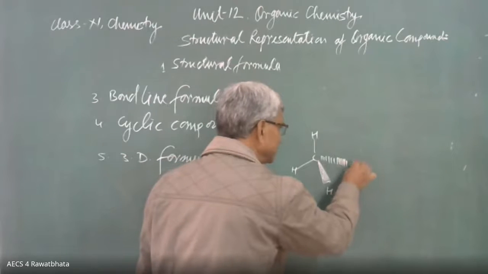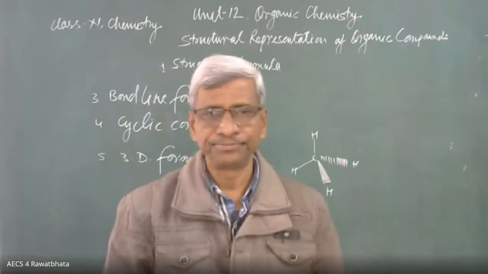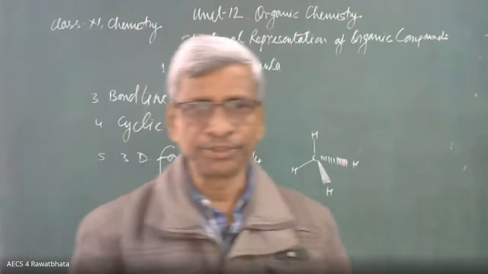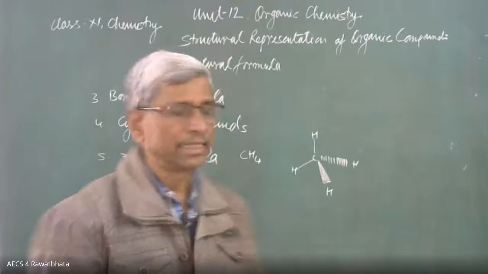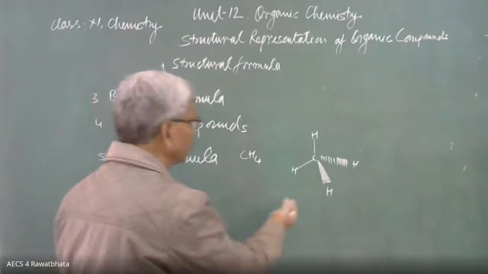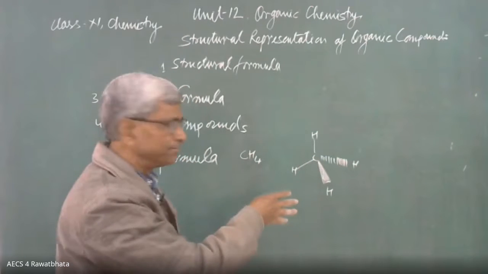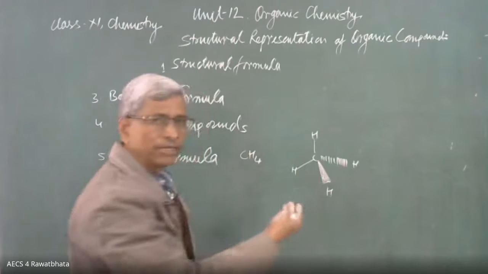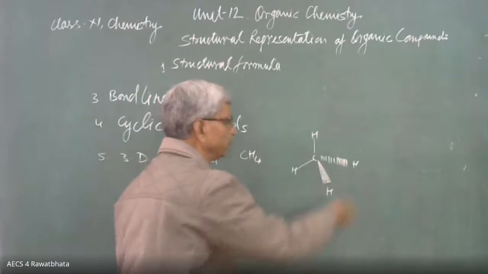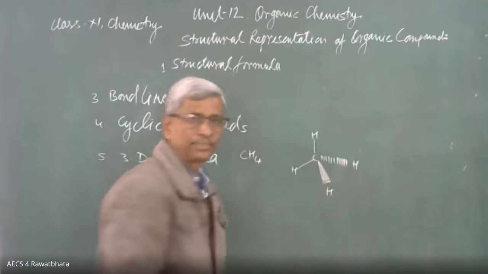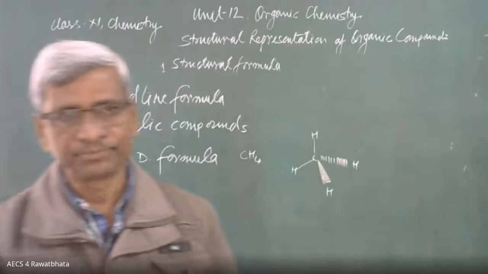This is the dash wedge. This is the fourth hydrogen. A three-dimensional view can be given to the formula, so this is called the 3D formula. Carbon, two hydrogen atoms lying in the same plane, one hydrogen inclined above the plane towards the viewer, and another one against the viewer, opposite, inclined below the plane. That is called the 3D formula.